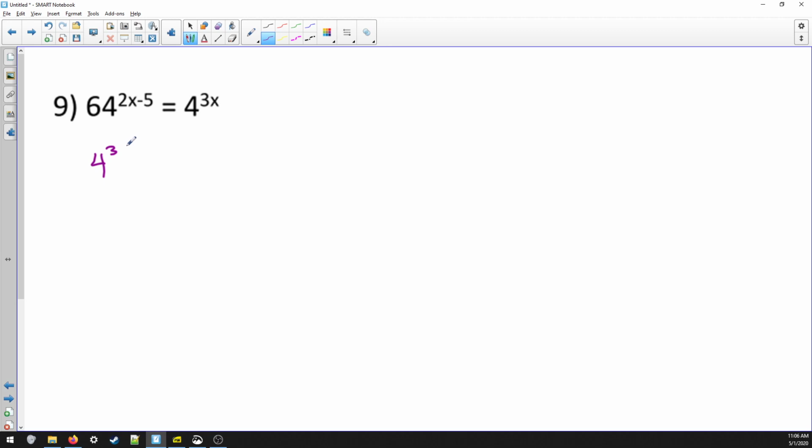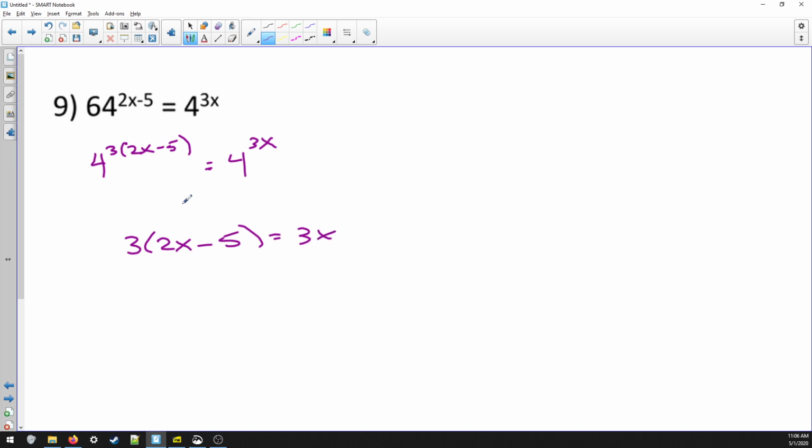And then next to the new exponent of 3, I'm going to put parentheses so I can put the current exponent of 2x minus 5. I'm not going to change the right-hand side because I made a base of 4 on the left, which means it now matches the base that's on the right. So I'm going to leave that one alone. Now that I have a base on the left and a base on the right, and they are the same base, I can just set the exponents equal to each other. So the real problem here now is 3 times (2x minus 5) is equal to 3x. Now I just have to solve this.